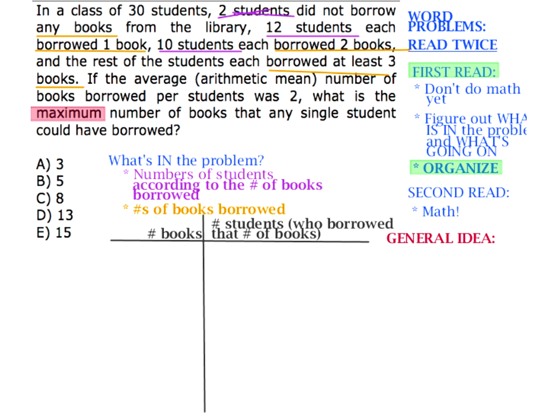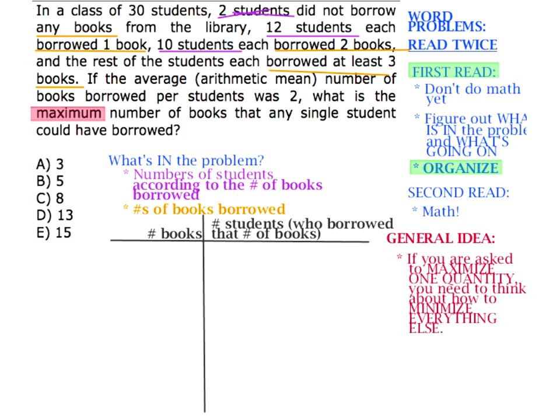If you are asked to maximize one quantity, you need to think about how to minimize everything else, and vice versa. If you have to minimize one quantity, then you have to think about how to maximize everything else.